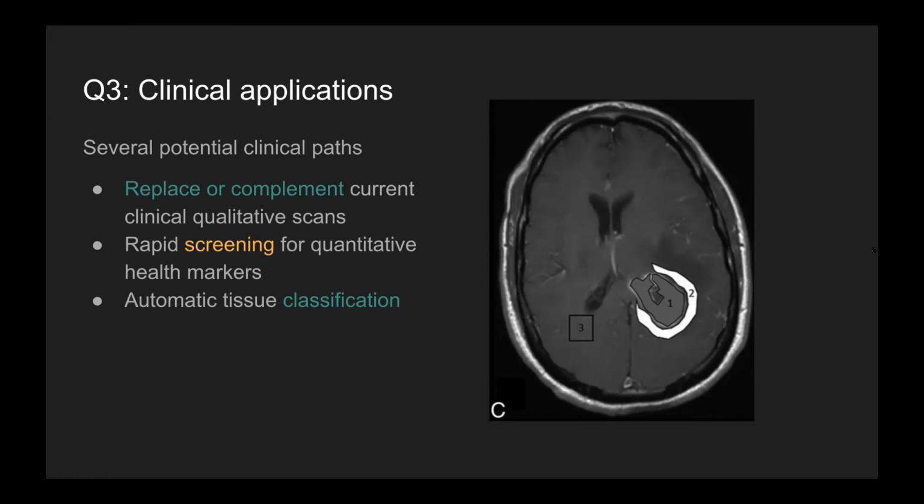And the third major area is tissue classification. If you have a disease state or a healthy tissue that is uniquely identified by a certain set of MR parameters, you can start to automatically segment, like brain scans for tumor and non-tumor, with just a computer based on the quantitative results of your scan.